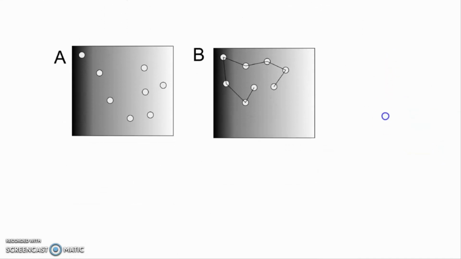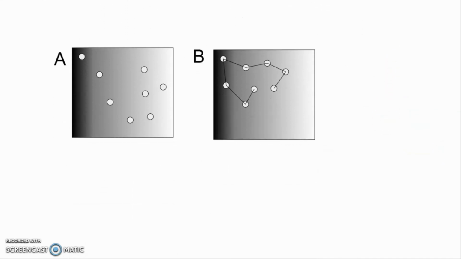Why do we worry about autocorrelation? So let's say we've got a field and we're thinking about taking some soil samples, and there's a gradient of fertility so that the dark here is highly fertile and the light is not so fertile, and here we have random sampling.